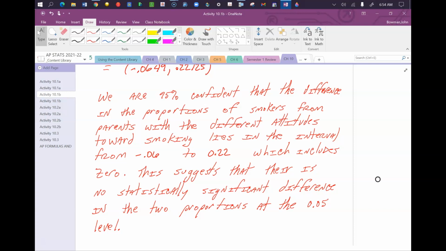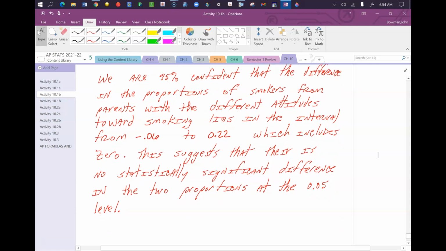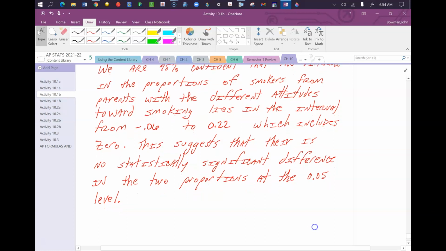And our standard interpretation of this confidence interval: we're 95% confident that the difference in the proportions of the smokers from parents with the different attitudes towards smoking lies in the interval from negative 0.06 to positive 0.22, which includes 0. This suggests that there is no statistically significant difference in the two proportions at the 5% level of significance.